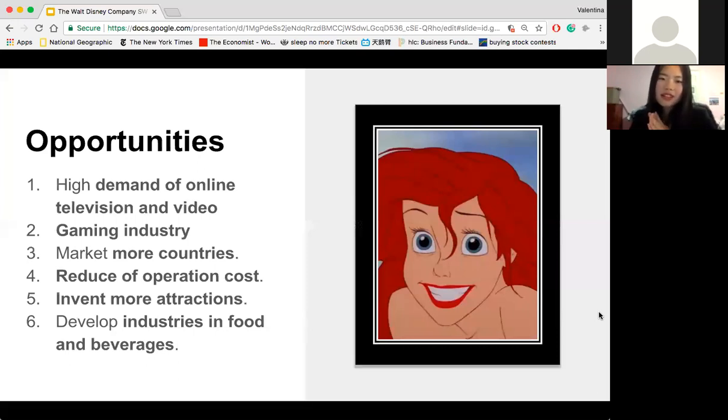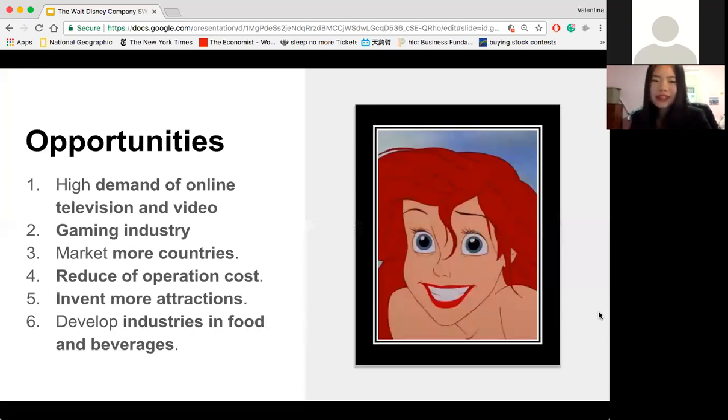The other opportunity for Disney is that they can invent more attractions. That was one of its weaknesses. So if Disney can figure out a way to invent more attractions, it's going to help them hugely in the market to compete with their competitors.